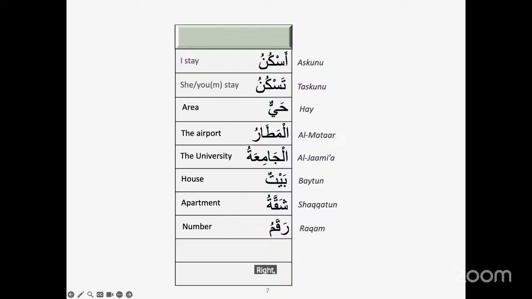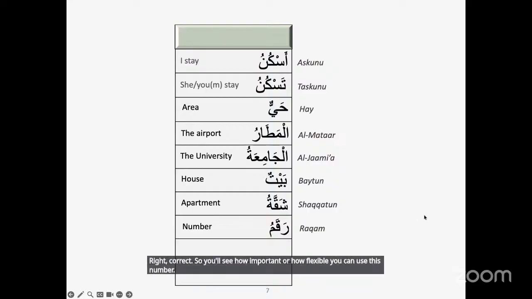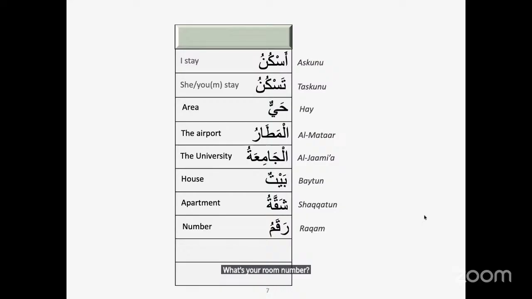Right, correct. So you'll see how flexible you can use this number. This number is quite important because you're going to be asked, what's your room number? We didn't do room yet. I think we're going to do it later on in dialogue 3 of this one, where we speak about the different rooms in the house. You can ask, what's your room number? What's your cell phone number? What's the street number, right? It can be just anything.